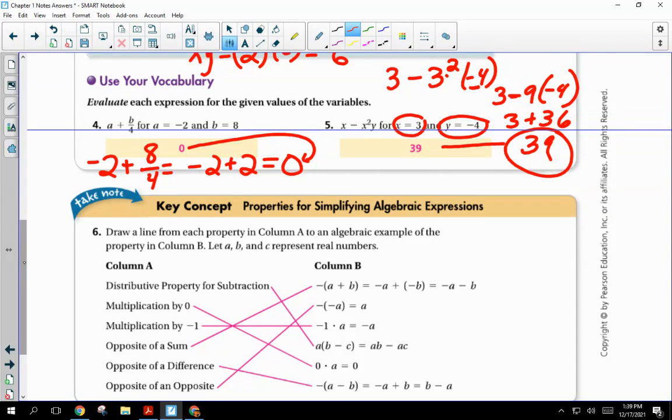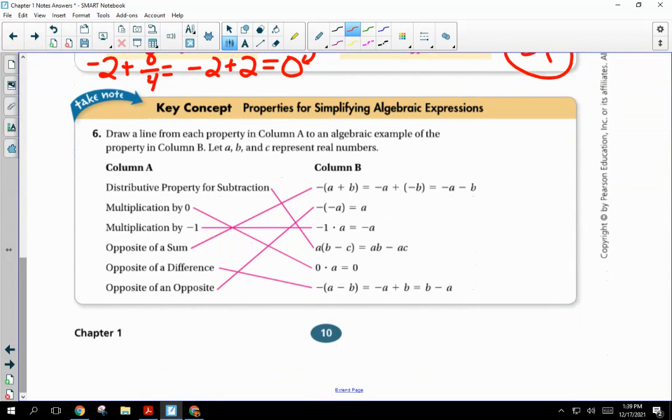Okay, the key concepts of 1-3. Lots and lots of properties. Again, you do not need to memorize these. Do not memorize. But you need to know what they do and what they are.